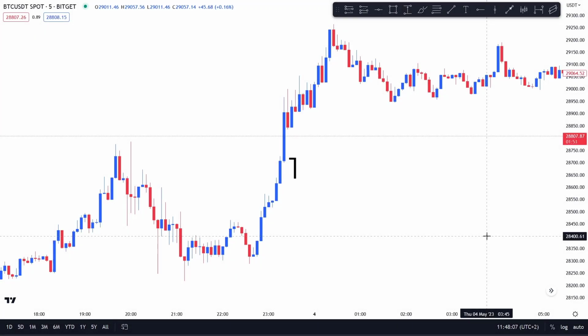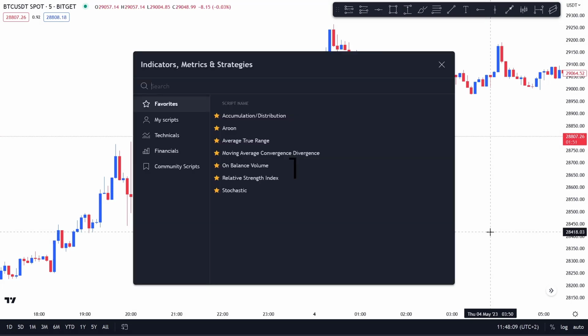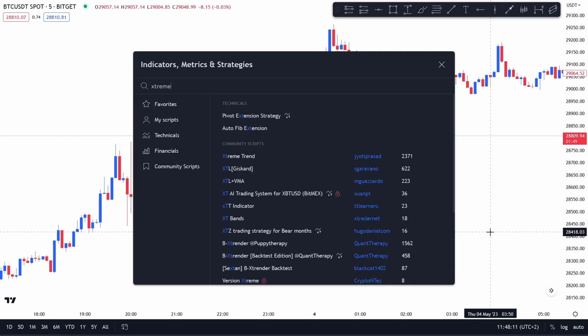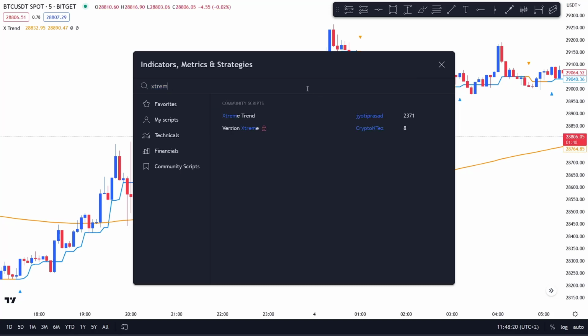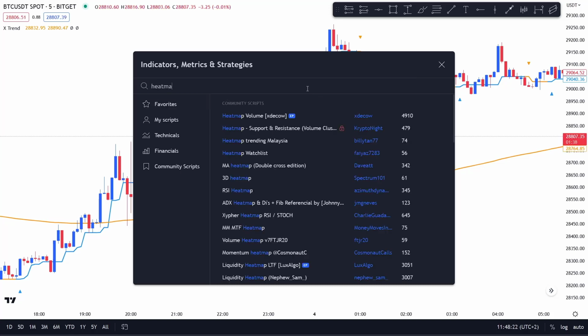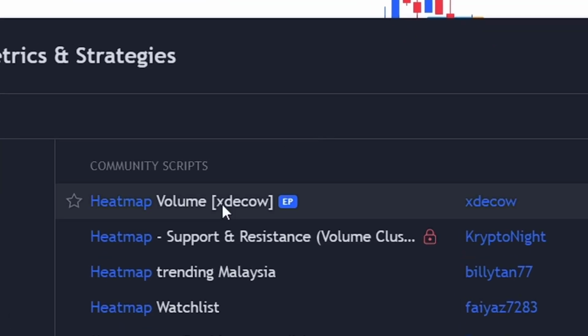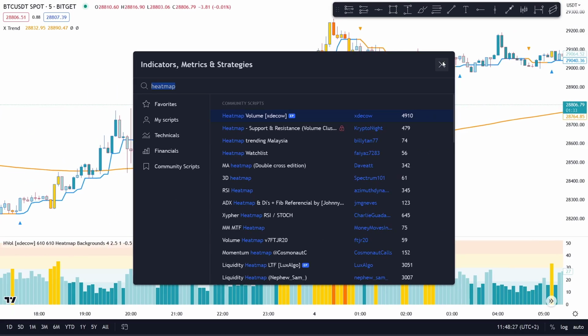To begin, we'll head over to Tradingview and click on Add Indicators. From there, we'll type in Xtreme and add it to our screen by selecting the name. We won't close the Add Indicators window just yet, but we'll also type in Heatmap and add the Heatmap Volume indicator created by XDCOW to our screen.